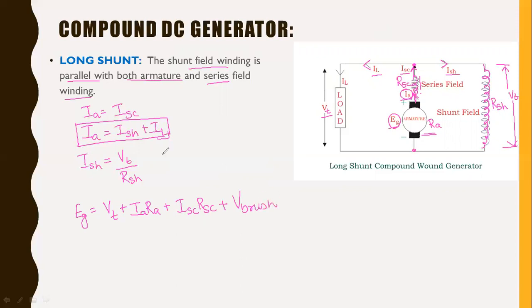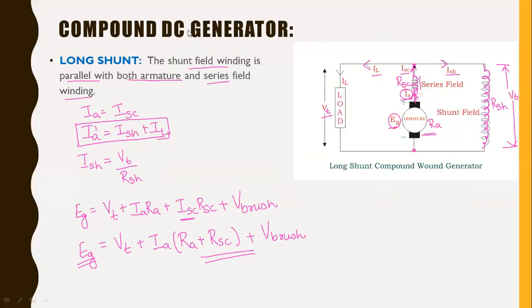And as I told you that ISC is same as IA, so we will replace this ISC with IA. So the equation will become VT plus IA into (RA plus RSC) plus V brush. So this is the equation of the generated voltage. So we need to always derive the equations for armature current and the armature voltage. Okay. So this is how we do the equations finding for the long shunt DC compound generator.